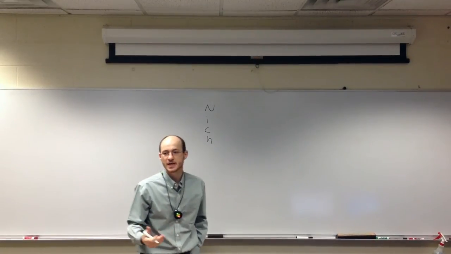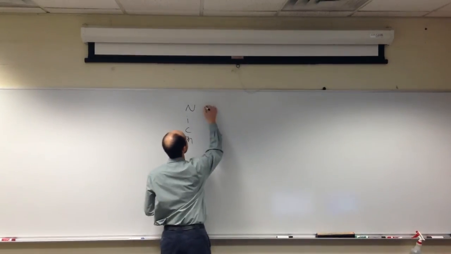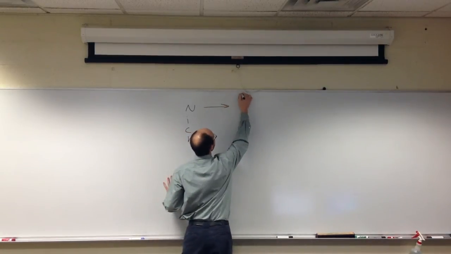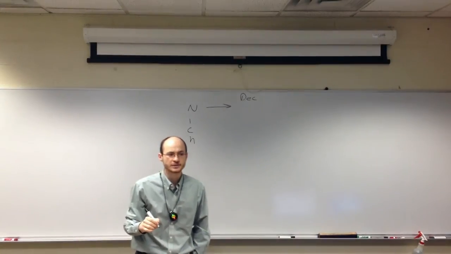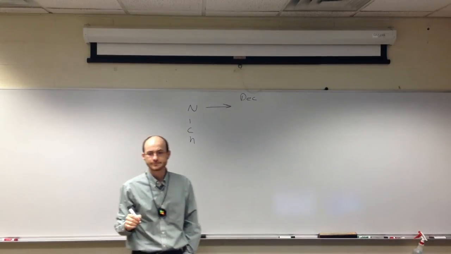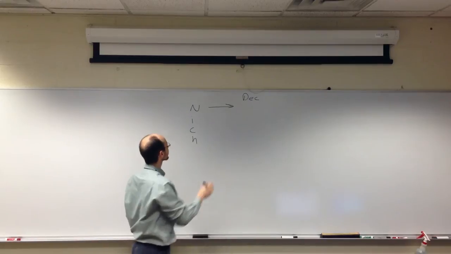What was the name of that table that would convert these letters to a number, which we use decimal? Anybody remember that table? It's on Blackboard. ASCII.